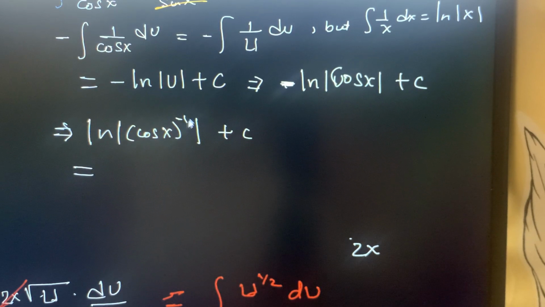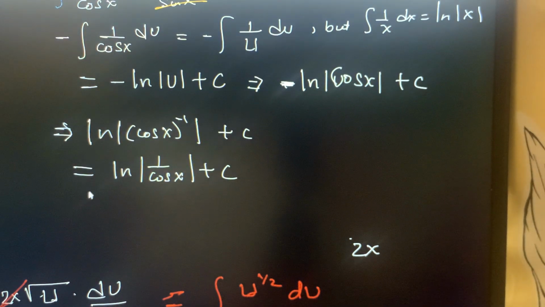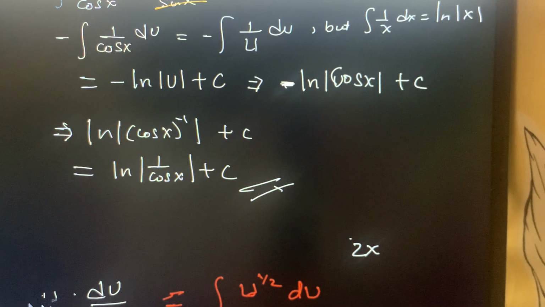What is cos inverse? Cos inverse means 1 over cos, right? So that means now I will have at the end ln of the absolute value of 1 over cos x, plus c. So this will be my final answer for this question, the integral of tan x.